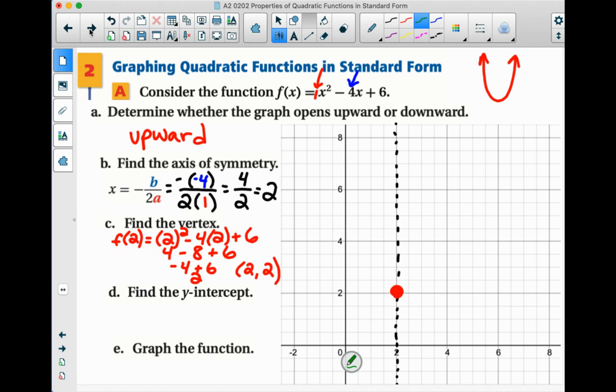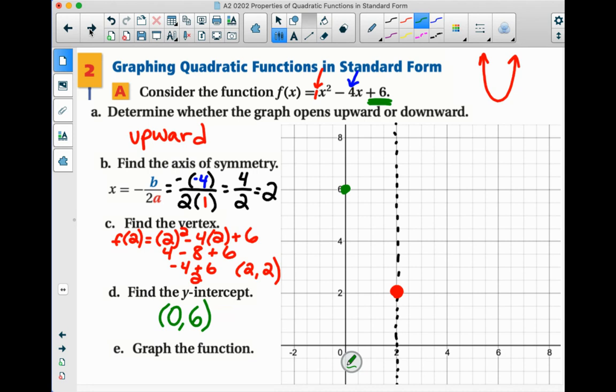Now it says find the y-intercept. The y-intercept is the easiest part because it's just whatever's at the end. So that's like saying if we put in 0, we're going to get out 6. So if we plot that, 0, 6 is right there. We've got half our parabola ready to go.